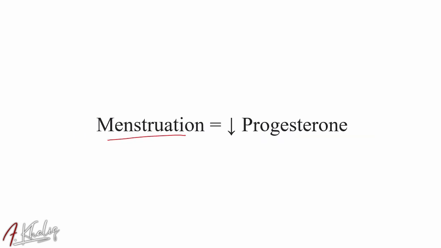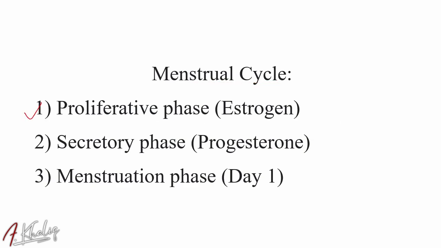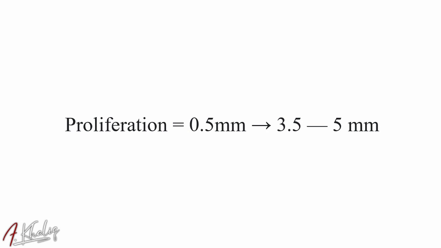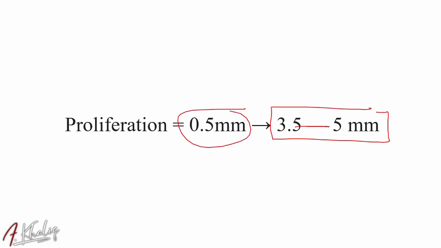In the menstruation, you have decreased progesterone. The menstrual cycle has three phases. First is the proliferative phase, and that's because of estrogen. Then you get to see the secretory phase. This is because of progesterone. And actually, the first day of the menstrual cycle is the menstruation phase. In proliferation, the thickness of the layer increases from 0.5 millimeter up to 5 millimeter, or you can say from 0.5 to 3.5 to 5 millimeter.